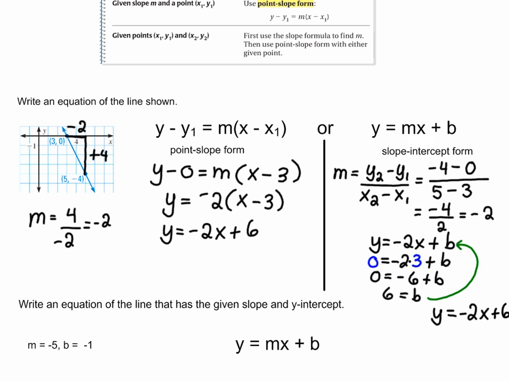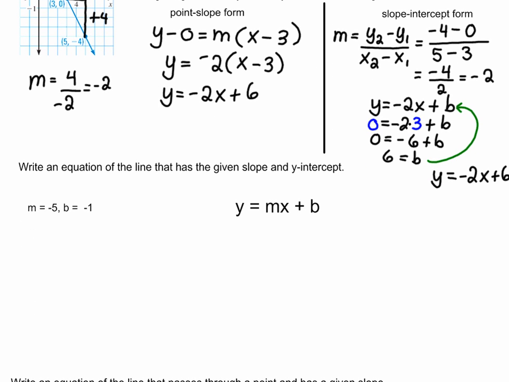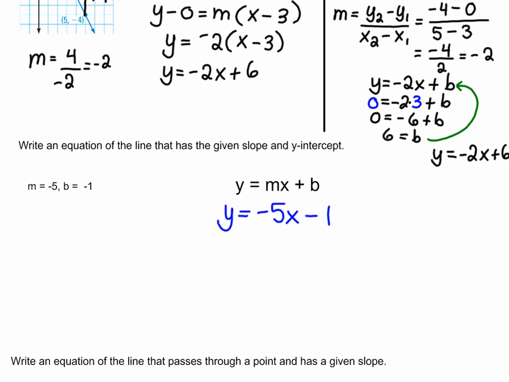So next we have what happens if we're just given the slope and the y-intercept. In that case, it is definitely easier to use the slope-intercept form, y equals mx plus b. So we will plug in what we know, y equals -5x minus 1, and you are done. Okay, there is not much work when you are already given the slope and the y-intercept.